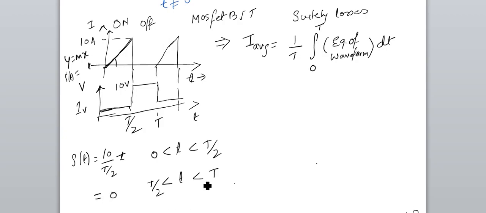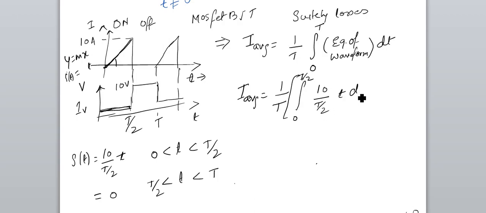You can do the same for the voltage. For the voltage it's a straight line, but I am not going to talk about voltage, I'll be talking only about current. For you it will be an assignment to do for the voltage. Now I average is equal to 1 upon time period, total time T, integration from 0 to T by 2. I'm taking T by 2 because the waveform changes after T by 2. So we write 10 upon T by 2, that's the slope, into t, dt, right?